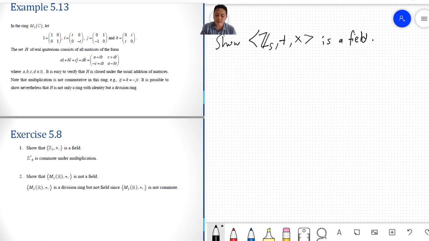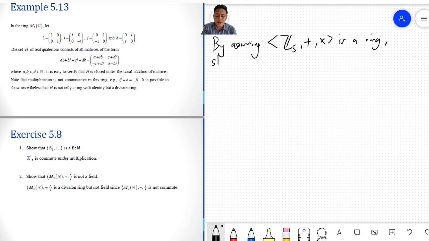Show that Z5 ring is a field. Usually we don't write it this way. We will add one more statement: by assuming this Z5 plus is a ring, show that it is a field, or determine whether it's a field or not. If we don't put the top statement by assuming, then the solution, like the previous video lecture, will be quite long. You need to show that it is a ring first, satisfying 3 conditions, then you show it is a field. Based on the assumption that you already know how to prove a ring, you need to prove whether the ring is a field as well.